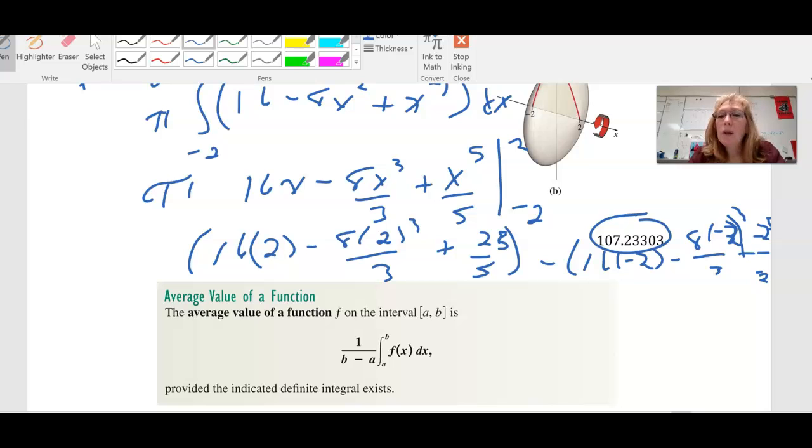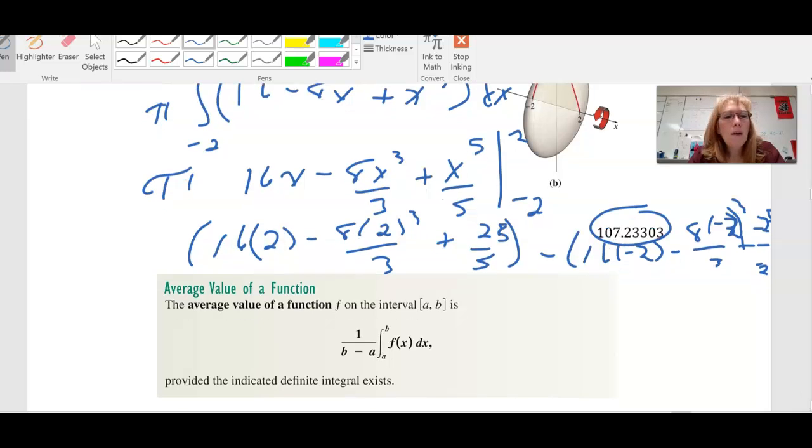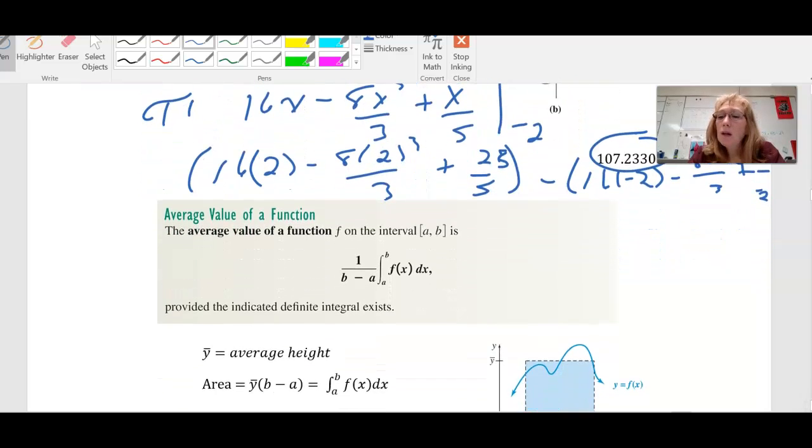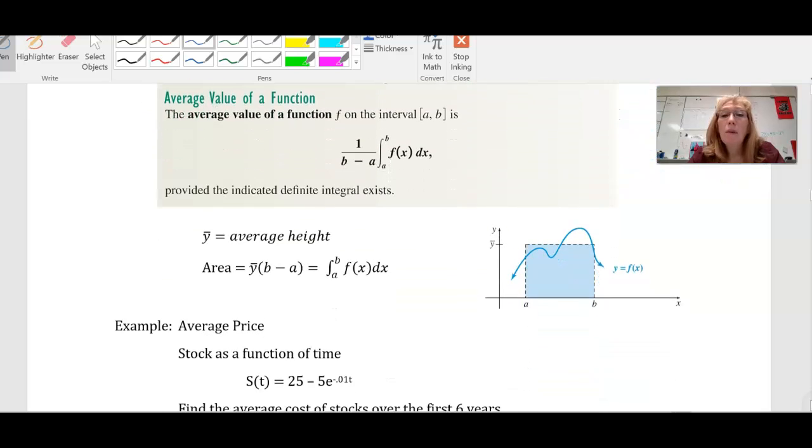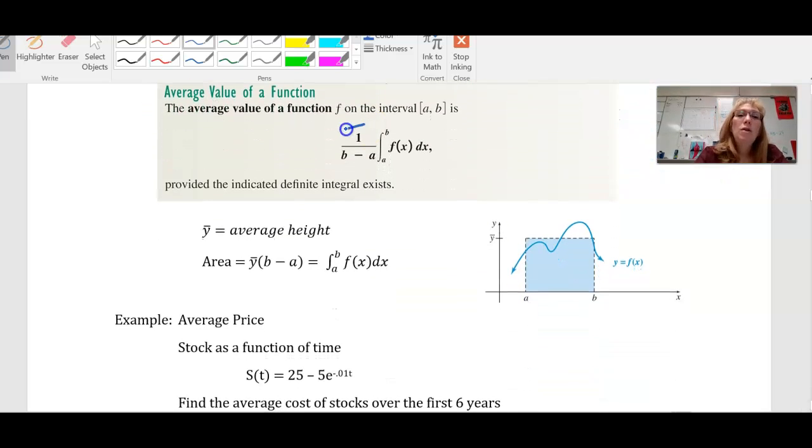So your answer should have been 107.233. Right, next, we're going to go on to the average value of the function. So average value means you just divide by how many you have, right? So that means you're dividing by 1 over b minus a, which are where you're going from.